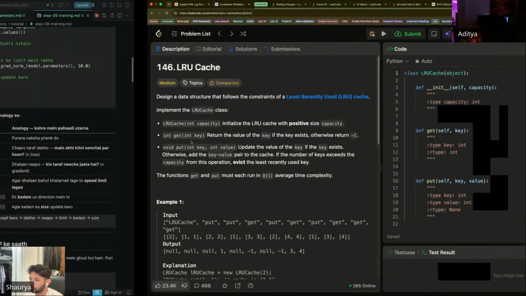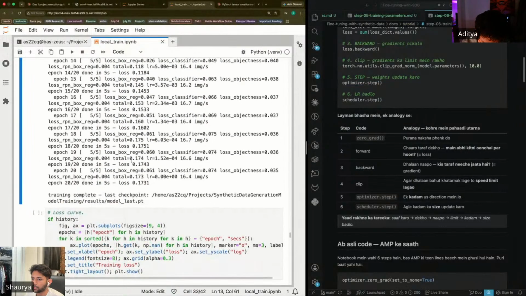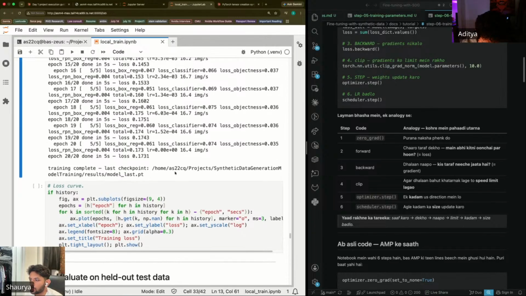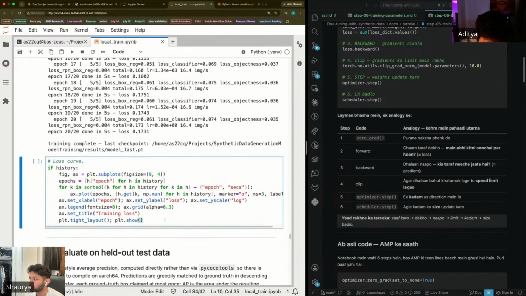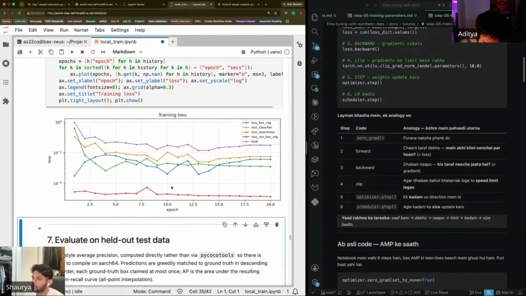Okay, I think the training should be complete. Yep. Training complete. Okay, so this is the loss curve.